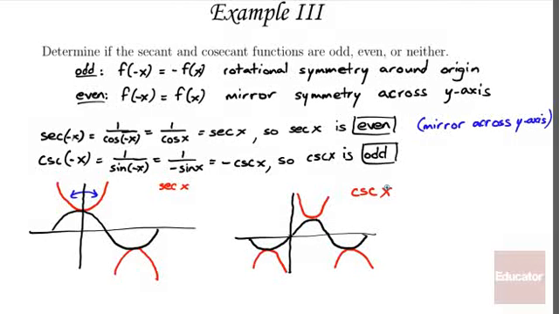And clearly that does not have mirror symmetry across the y-axis, but it does have rotational symmetry around the origin. If you spun that around 180 degrees, it would look the same. So it does have rotational symmetry. And that confirms that cosecant is an odd function.